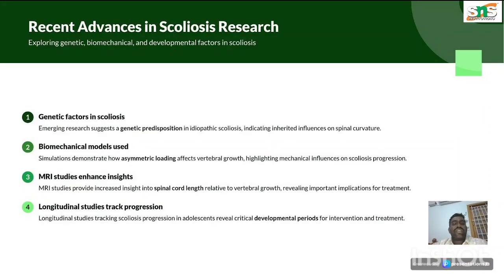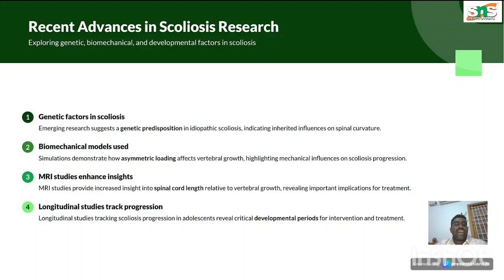So, what are the research and advanced developments in scoliosis? Genetic factors, biomechanical models used for scoliosis, MRI studies enhancing insights, and loading studies tracking progression. Genetic predisposition in idiopathic scoliosis indicates inherited influences on spinal curvature. A simulation demonstrates how asymmetric loading affects vertebral growth, highlighting the mechanical influence on scoliosis progression.